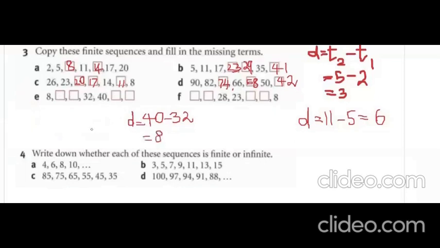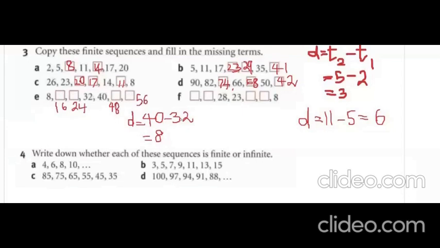So here, it's an increasing sequence. We need to add 8 to each term. This is 16. 8 plus 8 is 16. And 24. And 48. And 56. So this is just the 8 times table.